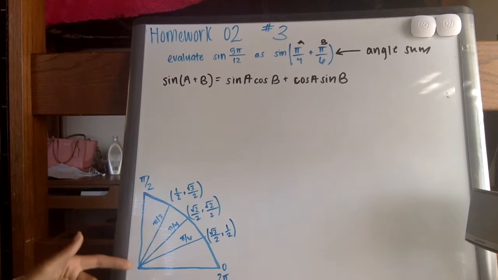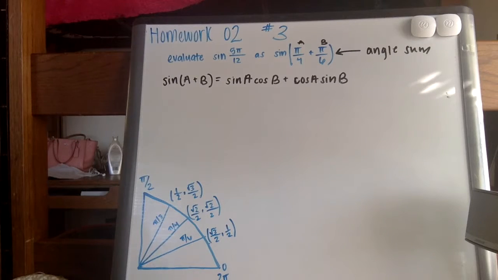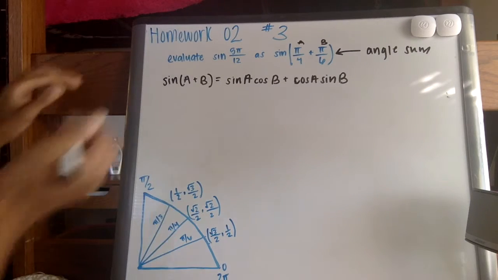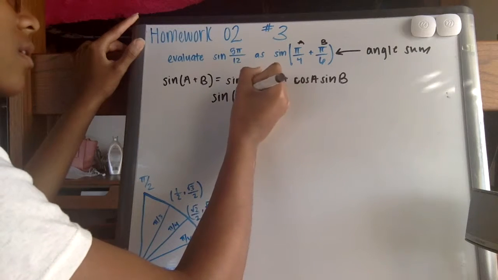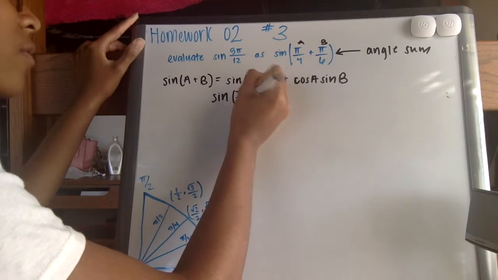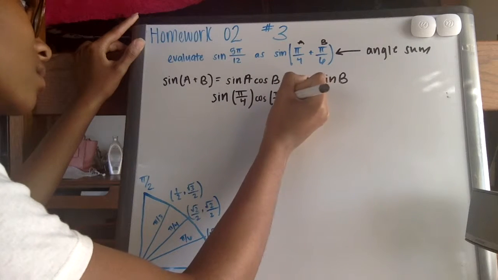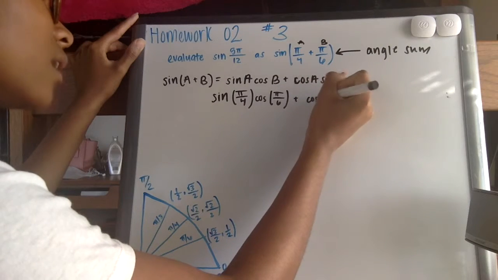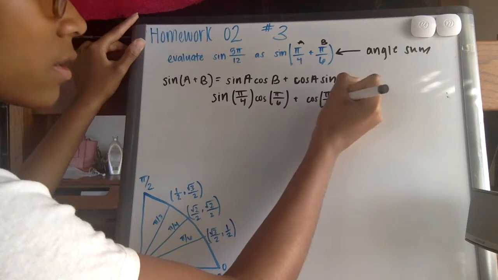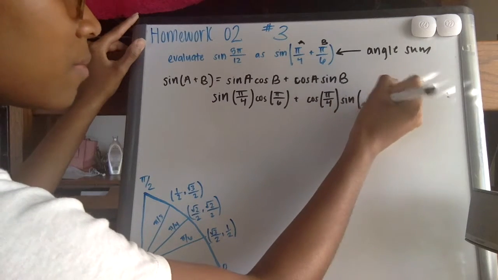And right here I gave us the unit circle just as a reference. I only gave us one quadrant because we only really need one quadrant. And so we know that, I'll just write it out really quickly before I go over that. So sine of π/4 times cosine of π/6 plus cosine of π/4 times sine of π/6.